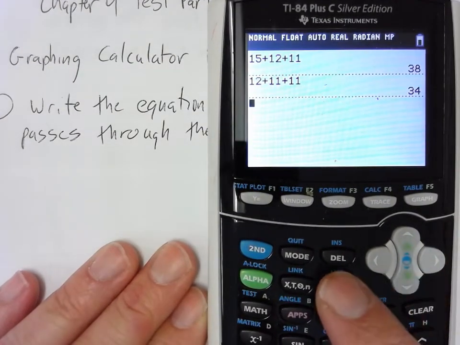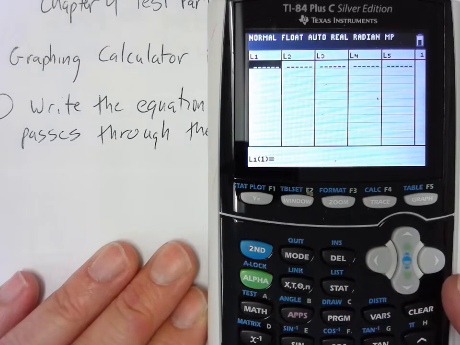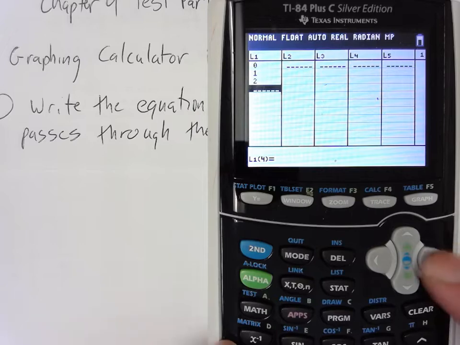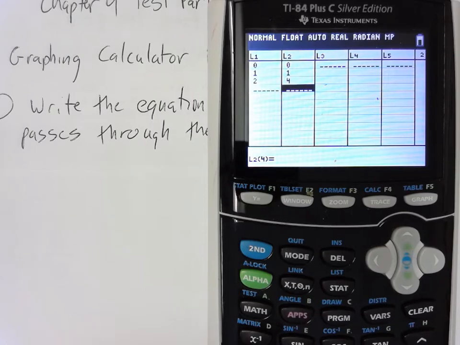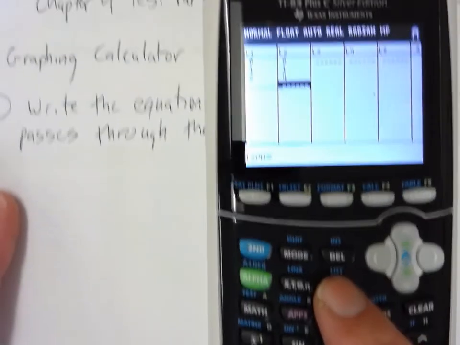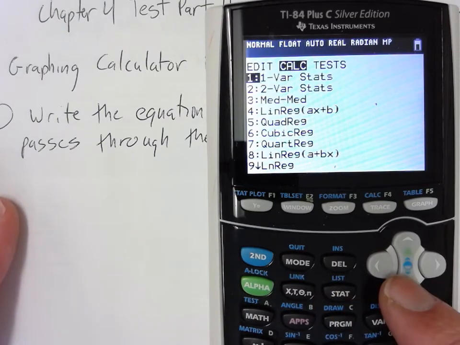You choose Stat, and then Edit, and then you put the points in. These aren't the points on the test. I'm just going to make up some generic points, real simple. Okay, so you put the points in, and the points are listed on the paper. I'm not going to show you the points, but you put the points in. Then you go to Stat again, and then you choose Calculate, and then you use the quad regression.